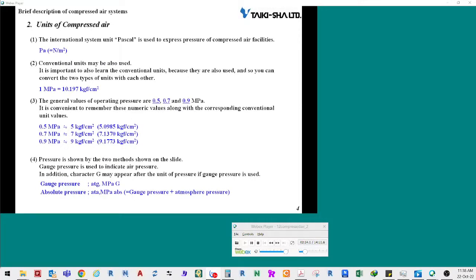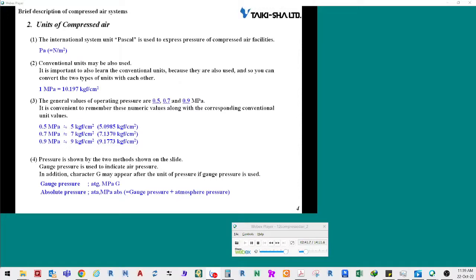2. Units to be used in conjunction with compressed air. The International System Unit Pascal is used to express pressure of compressed air facilities. Conventional units may also be used. It is important to also learn the conventional units, because they are also used, and so you can convert the two types of units with each other.